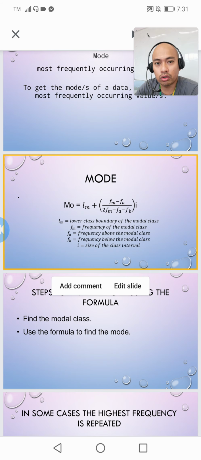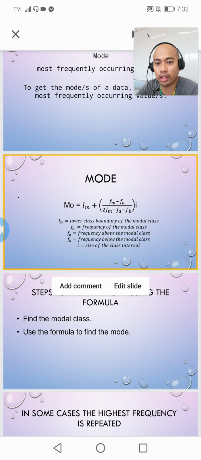Okay, so the formula is given by L sub M plus the quantity F sub M minus F sub A all over 2F sub M minus F sub A minus F sub B, multiplied by I, which is the class size. I repeat. So it is given by L sub M plus the quantity F sub M minus F sub A all over 2F sub M minus F sub A minus F sub B multiplied by I.